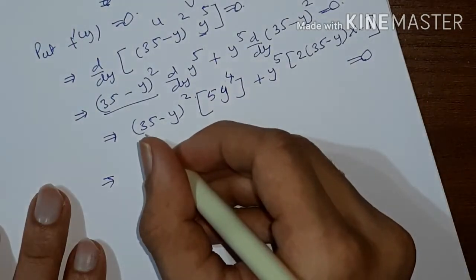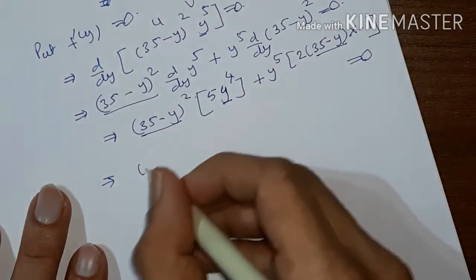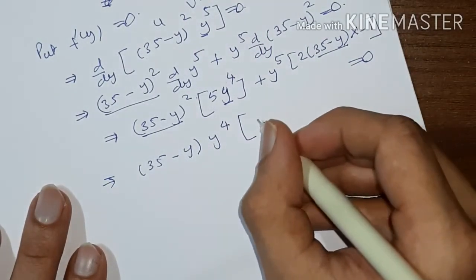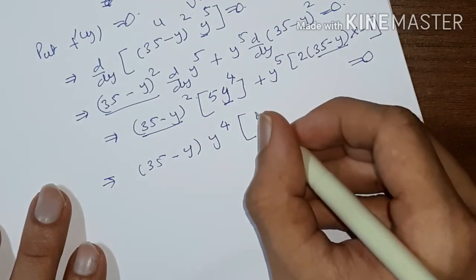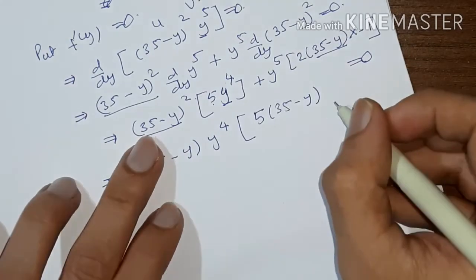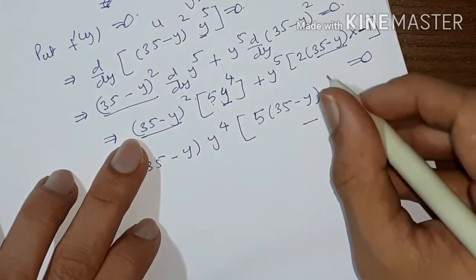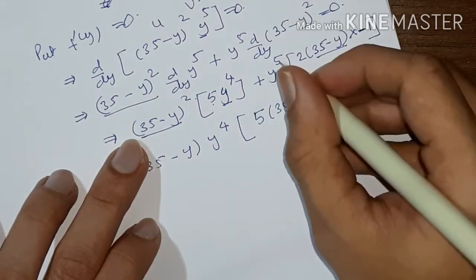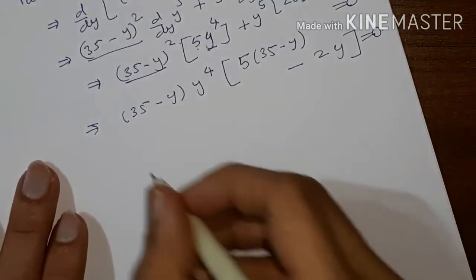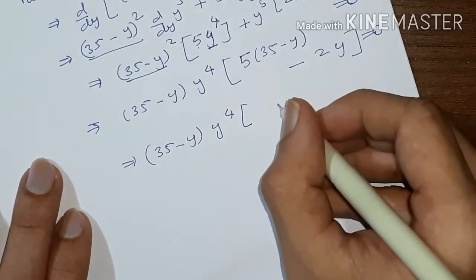So now you see that we can take this common, (35 − y) and y raised to 4. So (35 − y) raised to 4 multiplied by what? 5 will remain, and (35 − y) will remain, right? Okay, then minus 2 will remain and 1y, equal to 0, right? So what will we get? (35 − y) raised to 4, okay.